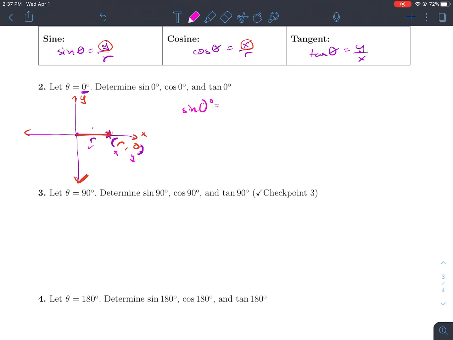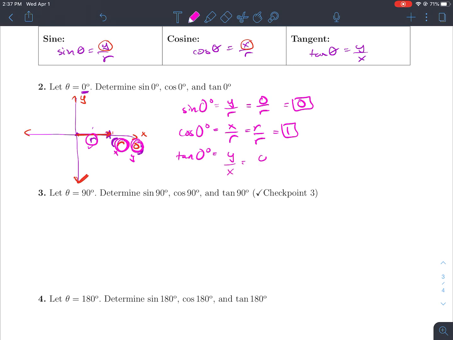Okay, so sine of 0 degrees is going to be equal to y over r, which is 0 over r, which is 0. Cosine of 0 degrees is equal to x over r, which is r for the x coordinate over r. R divided by r is 1. Tangent of 0 degrees is equal to y over x, which is 0. Oh, sorry, I should write that down. Y over x, which is 0 over r, which is 0.